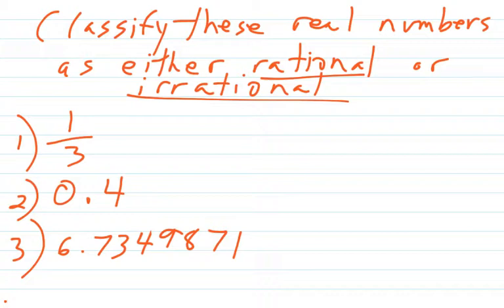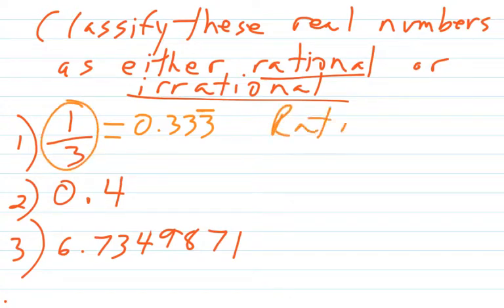All right? So first, 1/3. Well, that's not a decimal. Now, you can type that in your calculator. If you type it in your calculator, you get 0.33 repeating. So either way you look at it, it's a fraction where the numerator and denominator are integers, so that's actually rational. Okay? But another way we could prove it's rational is because this is a repeating decimal.